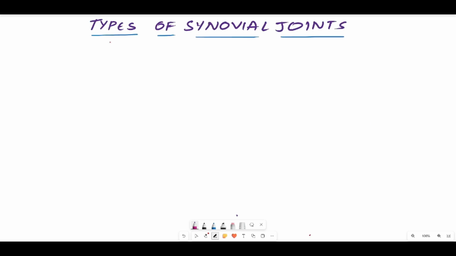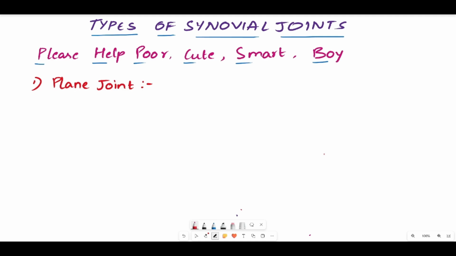So there are a total of six types of synovial joints that allow the body to move in a variety of ways. And to remember all the six types, I already said in the previous videos to remember this trick so that you'll remember every name. First type is the plain joint. This is also called the gliding joint.